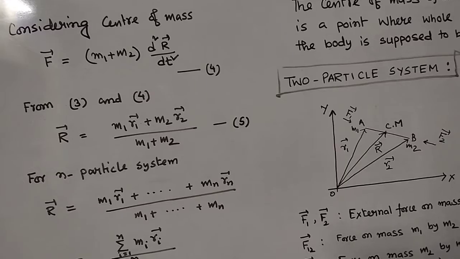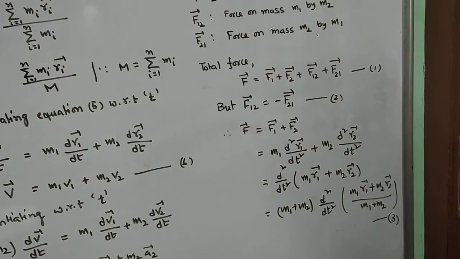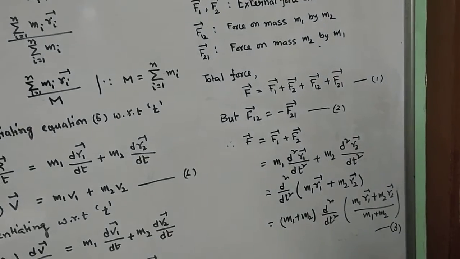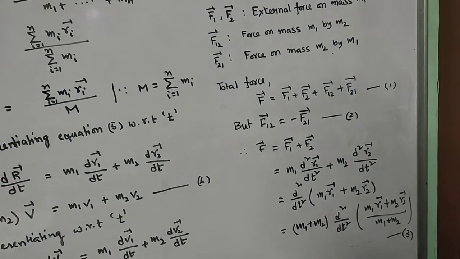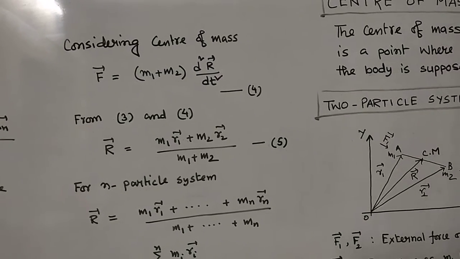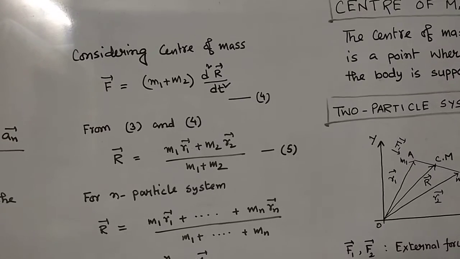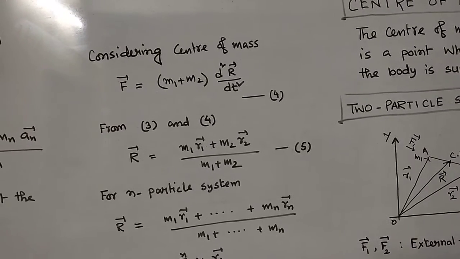So comparing 3 and 4, F is identical, so R vector is nothing but m1 r1 vector plus m2 r2 vector by m1 plus m2. So this is the expression for the center of mass. Expression for the center of mass means you can locate the center of mass by using expression 5.